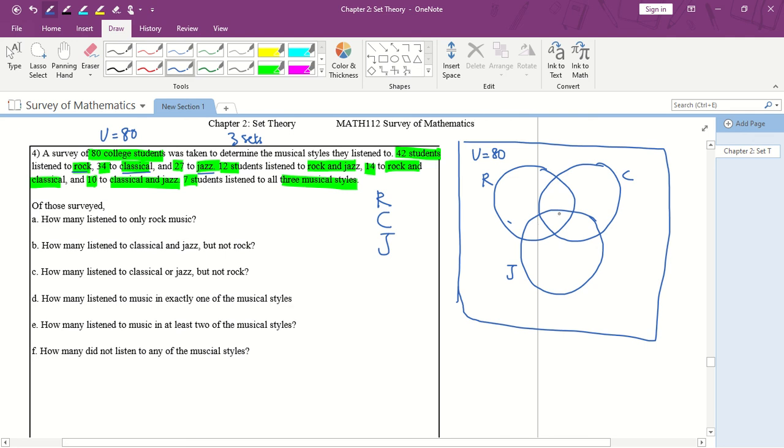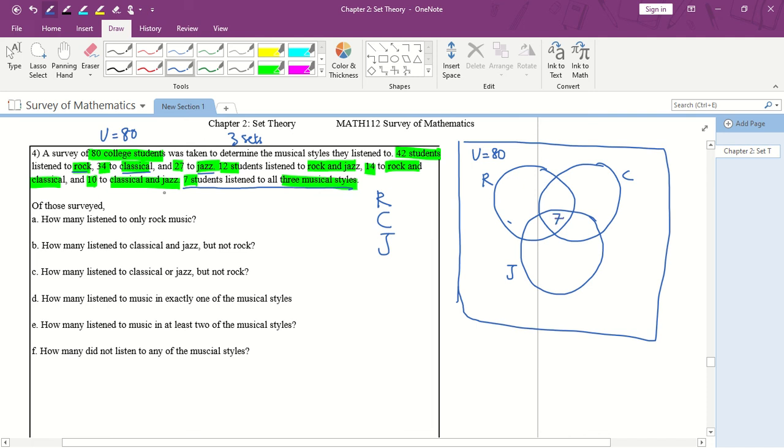1 here, 2 here, 3 here, 4 here. So which one should I start first? We start from the middle first, okay? So start with here first. 7 students listen to all 3 musical styles. So we know that in the middle is 7.